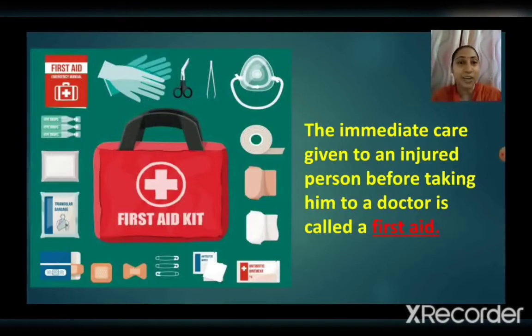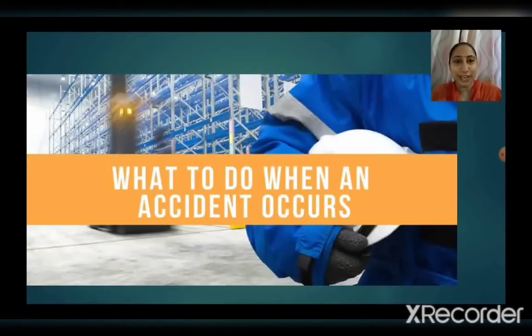A first aid box contains all these things which you can see in the picture. ये सारी चीजें होती है फर्स्ट एड बॉक्स में. घर में फर्स्ट एड बॉक्स सबके होता है, राइट? Ask your parents, they will show you, isn't it? We have a cotton, we have a scissor, we have a gauze bandage, antiseptic cream, antiseptic lotion. All these things are there in the first aid box.